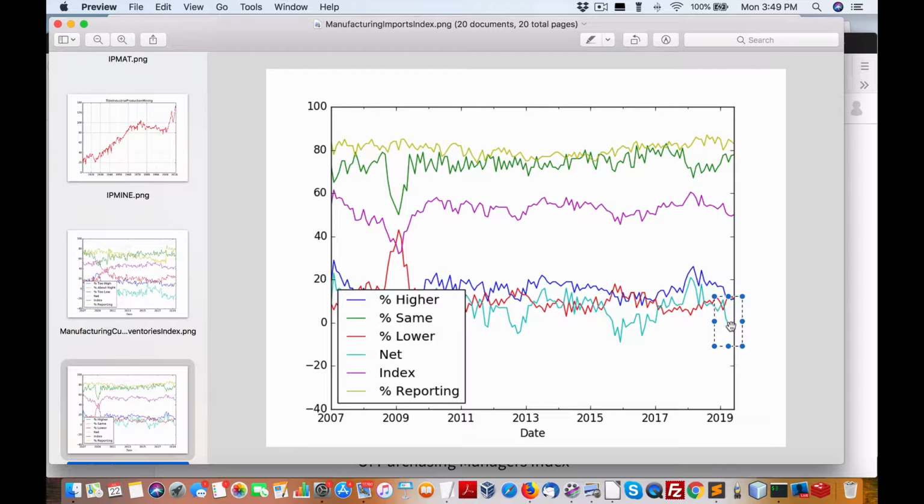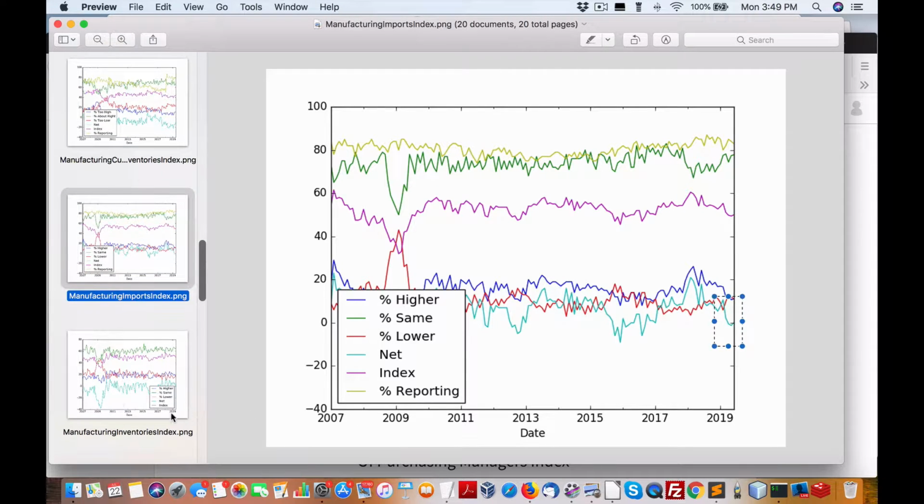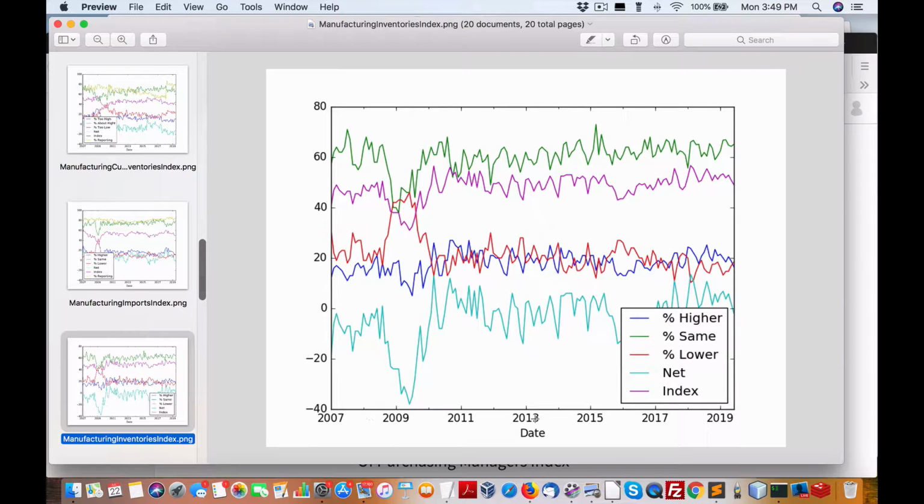It's gone up slightly here, but overall it's down. And that, I'm going to assume, is because of the Chinese or just general sanctions and trade war business. Manufacturing inventories. This is good that the inventories are dropping.